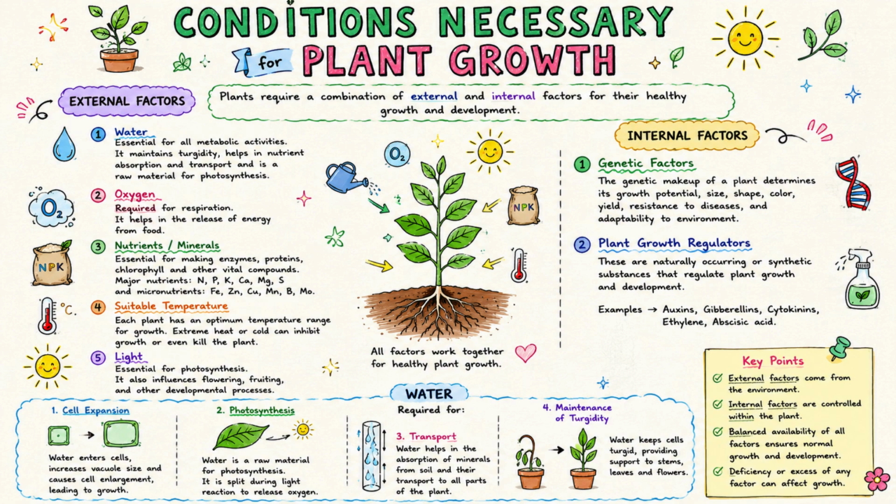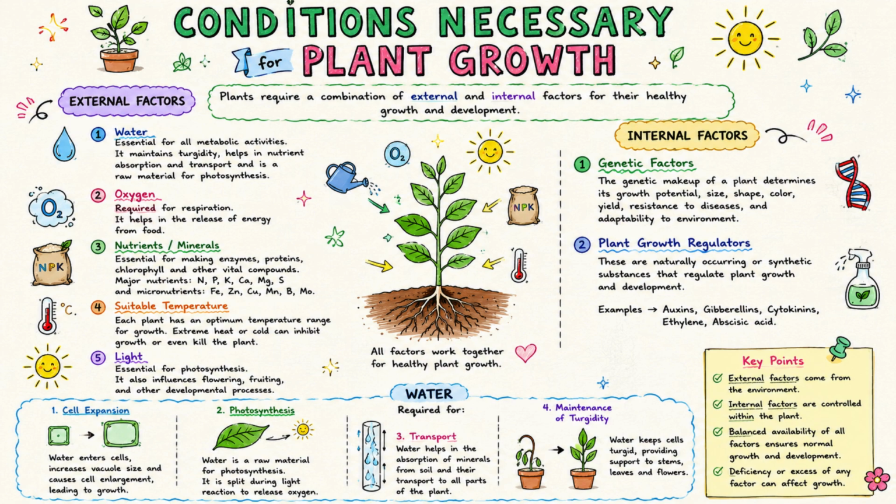Conditions necessary for plant growth. For healthy growth and development, plants need several suitable conditions. These conditions can be divided into two main categories. The first category is external factors. The second category is internal factors. Let us first understand the external factors.